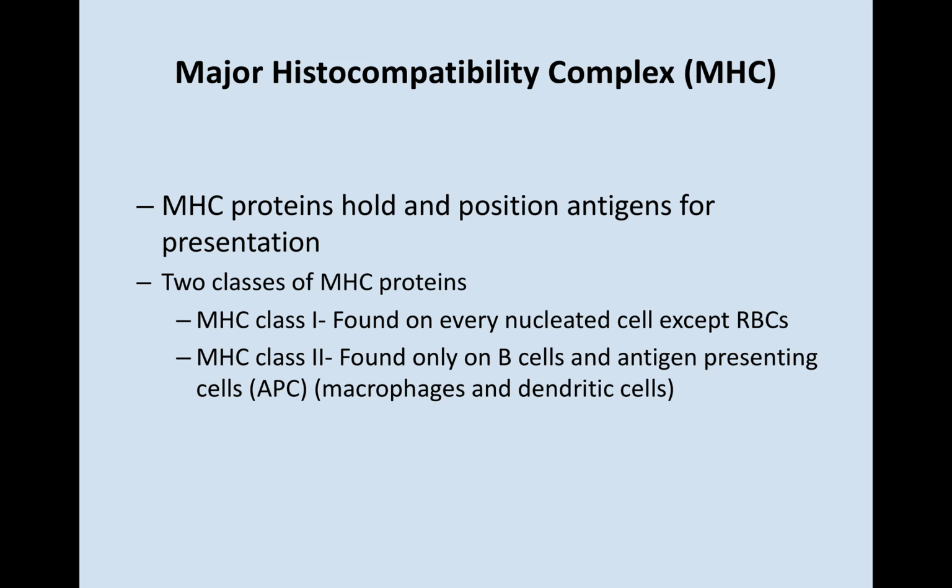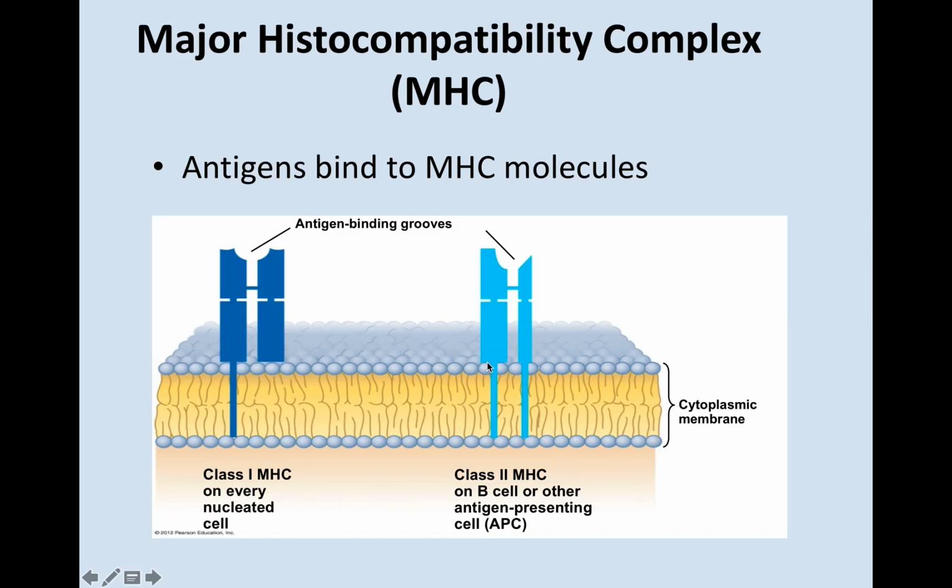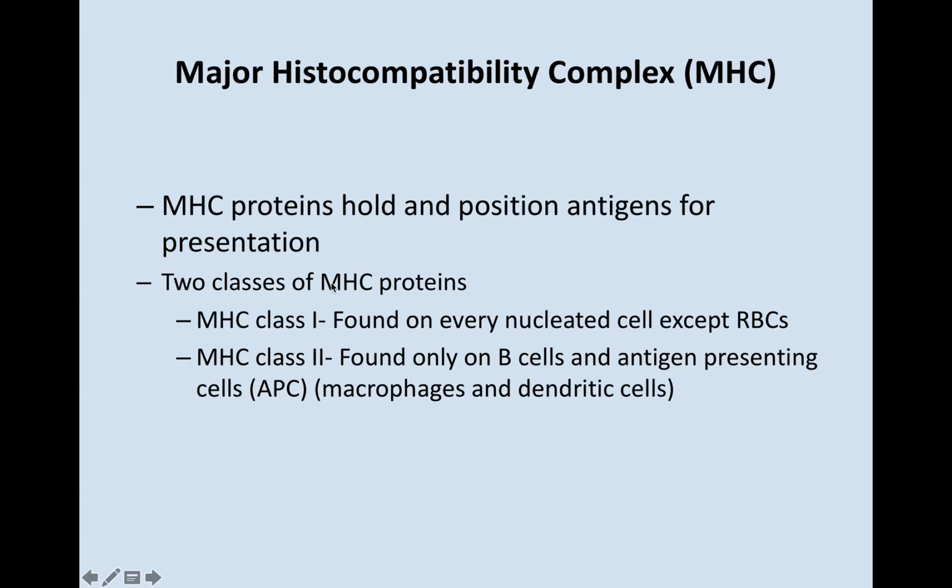The major histocompatibility complex protein is a protein that holds and positions the antigen for presentation. It's this protein that's produced inside the cell, and it would be packaged with the antigen and displayed on the cell surface. There are two classes of MHC proteins. MHC class 1 is found in every nucleated cell, except red blood cells, but red blood cells don't have a nucleus. And then MHC class 2, which is found on B cells and antigen-presenting cells such as the macrophages and dendritic cells.